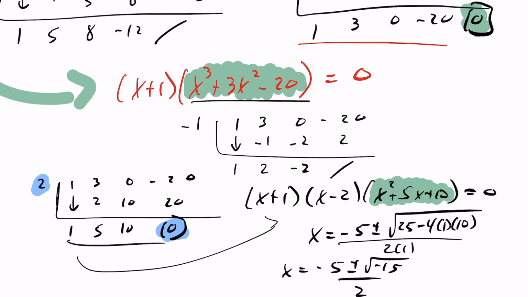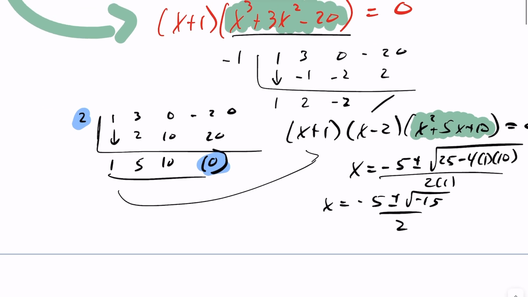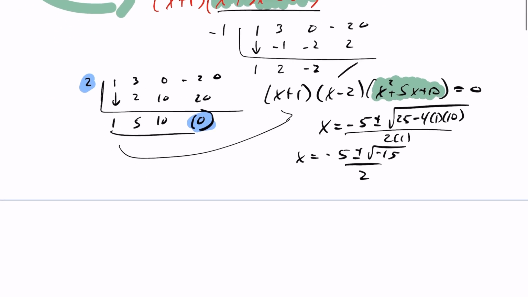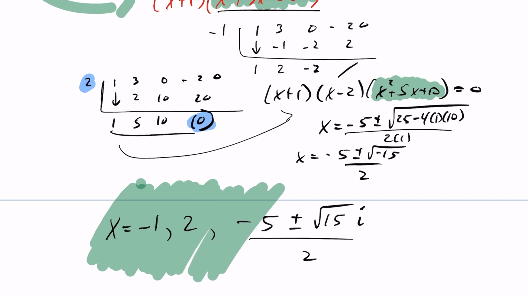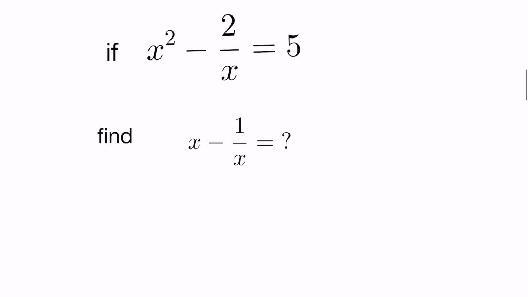Let's put this all together. So putting this all together here, we have roots at -1, a root at 2, and then we have roots at -5 plus or minus the square root of, this will end up being 15i, over 2. So this degree 4 polynomial that we ended up with has 4 roots, 2 real and 2 complex.